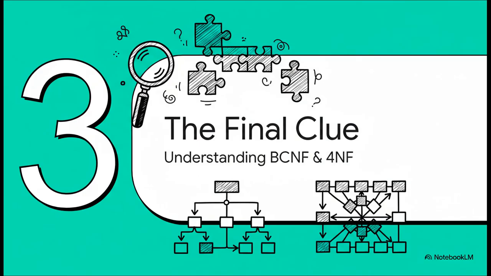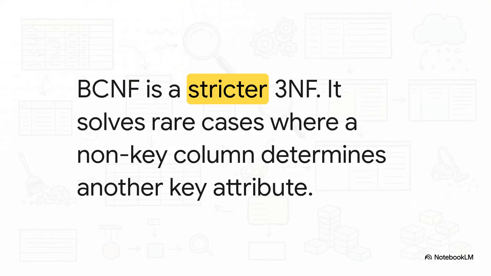So now we bring in our third detective question. Can I break this down even further? This is where we get into some of the more advanced stuff. Let's take a quick look at a couple of advanced forms for when a case gets really complex. First, there's Boyce-Codd normal form, or BCNF. You can think of it as a much stricter version of 3NF.